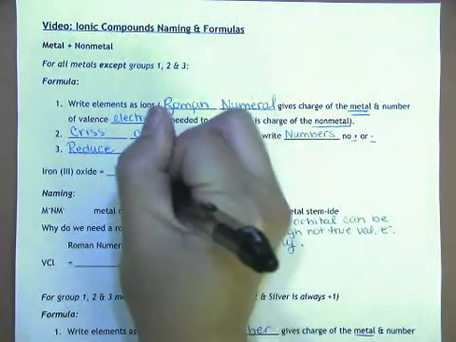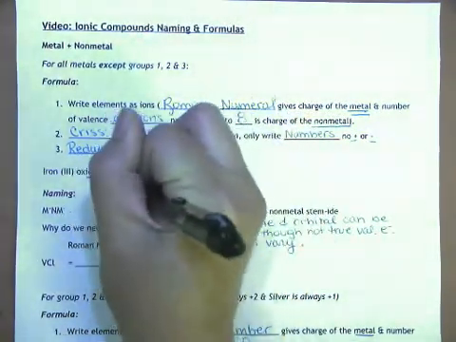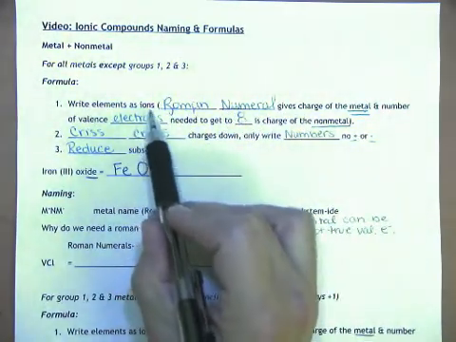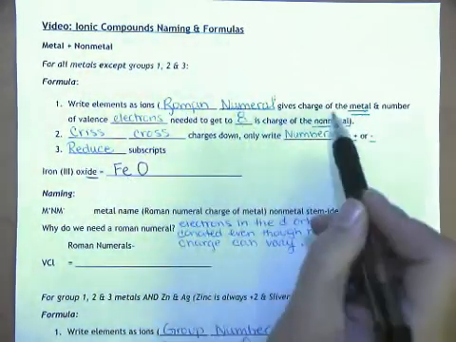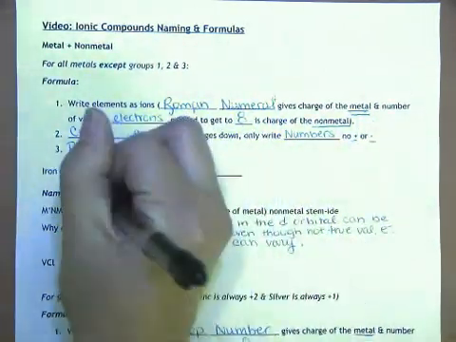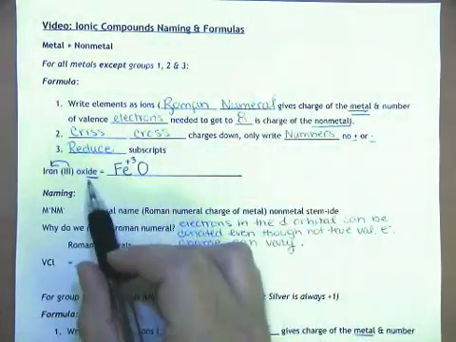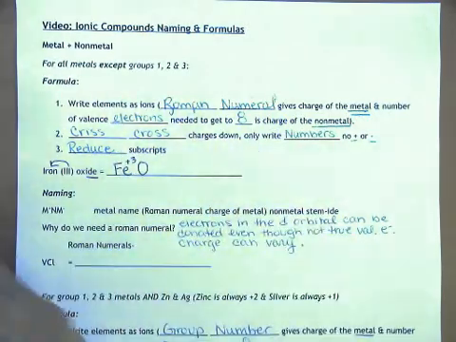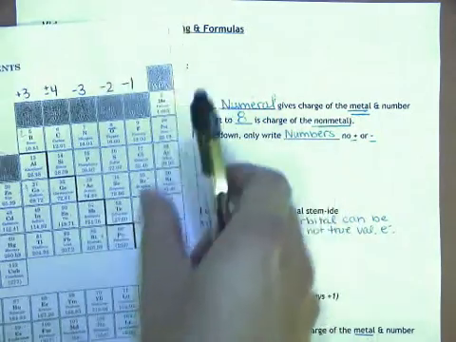So let's do our first one together. We have iron 3 oxide. I start by writing my formulas. Iron oxide came from oxygen. I then turn them into ions because they're an ionic compound. My Roman numeral gives the charge of the metal, so my charge of 3 tells me the charge of my iron, so that's +3. Oxide came from oxygen, so the number of electrons needed to get to 8 is my nonmetal. Oxygen needs 2, so has a charge of -2.